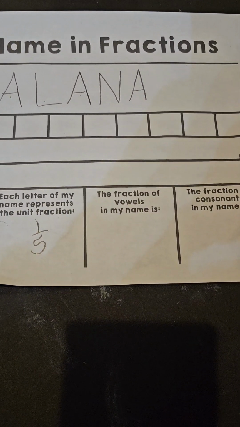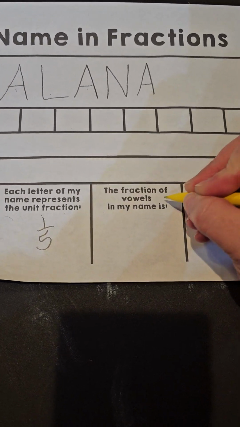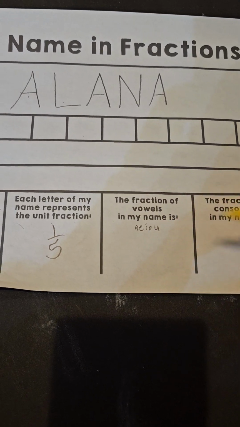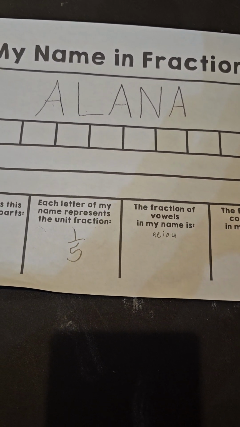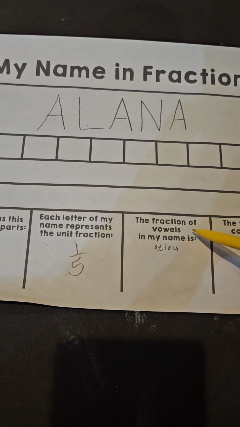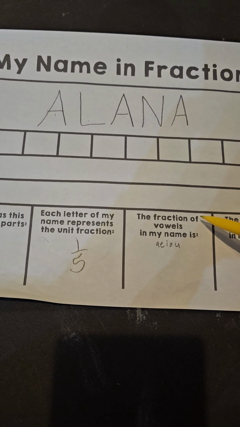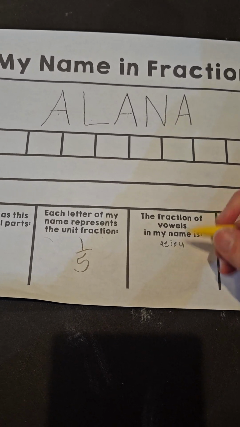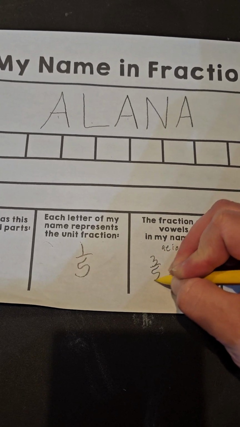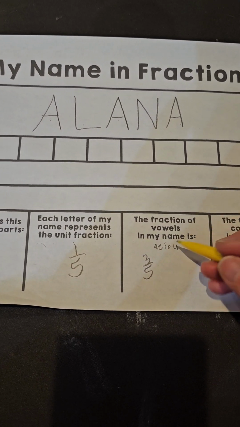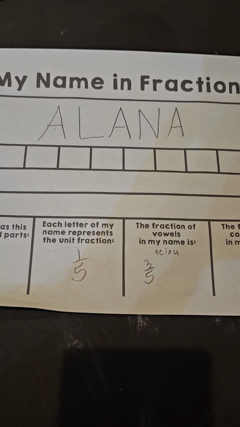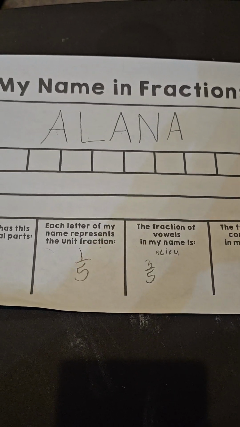The fractions of vowels. Well, you got to know what a vowel is. A vowel is A, E, I, O, U, and sometimes Y. You don't have a Y, neither do I, so we don't have to worry about that. So count how many vowels you have. I think you have 3. So I have 3/5.